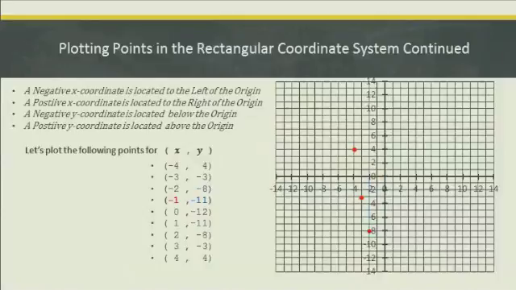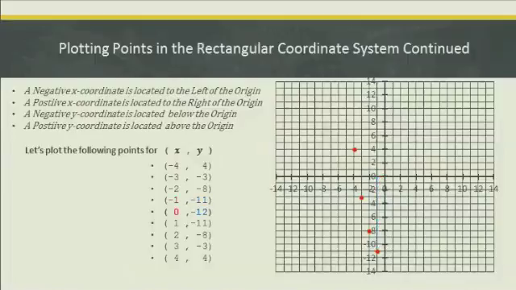Alright, so let's do one more on this side. So negative 1 in the x direction and negative 11 in the y direction. So this is going to be negative 11 points. You'll notice that we get to the 10th point and then one more, and this is where we plot our point.